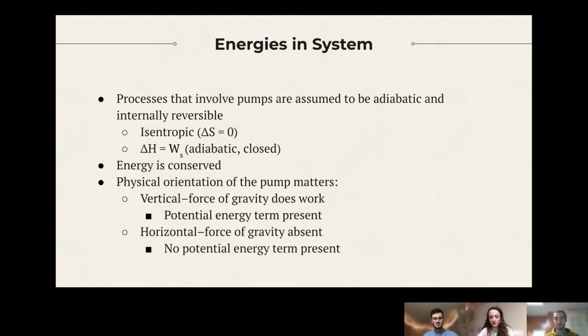And because we are assuming this, and we also know that energy is always conserved, we can look just at the change in enthalpy, which we will see is the primary source of energy that will create the pressure gradient, which again is how pumps need to operate. We will also see that the physical orientation of the pump matters. If you are using it in a vertical orientation, the force of gravity is present, which does work on the system. The potential energy term is present in the energy balance. If you are using it in a horizontal fashion, the force of gravity will be absent, so this potential energy term will also be absent.